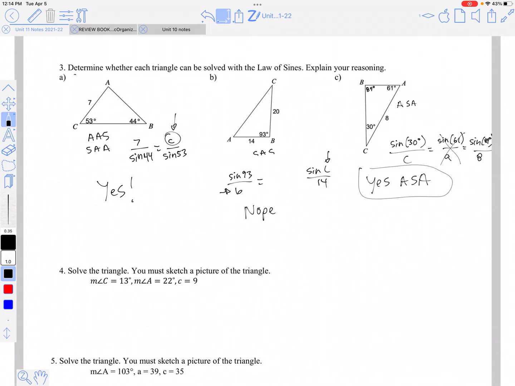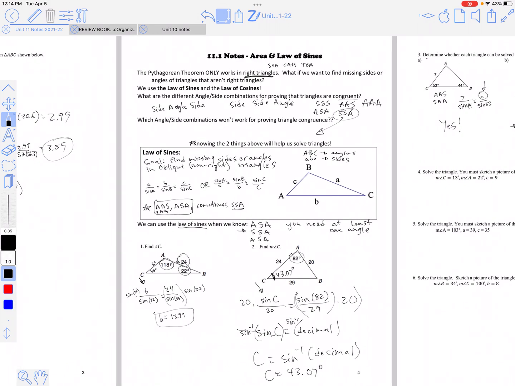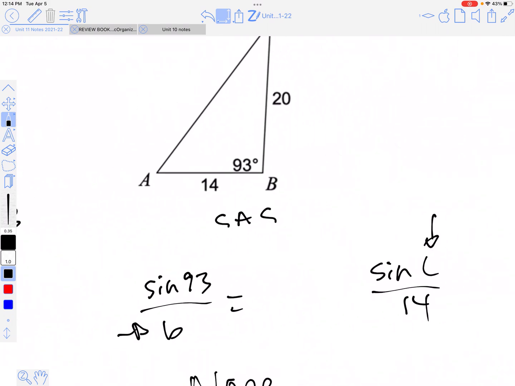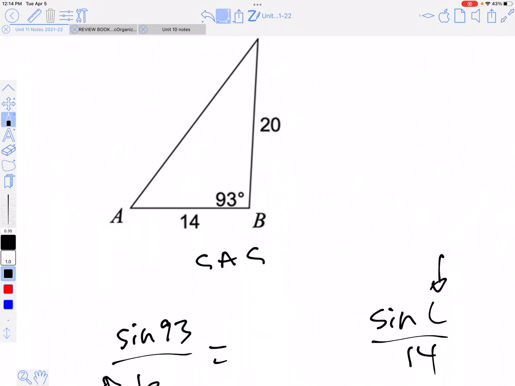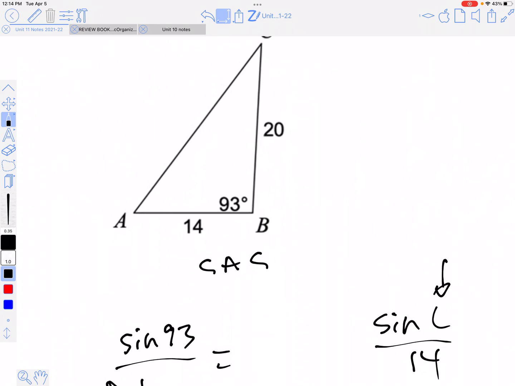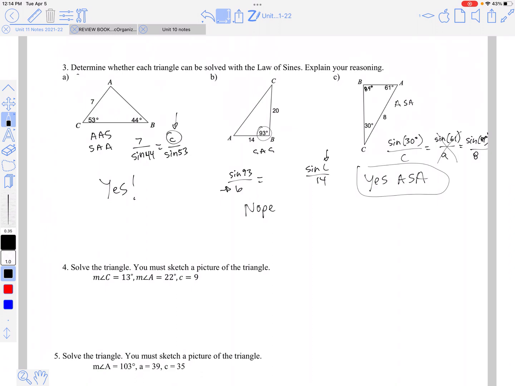So just proving what we talked about on the previous page, angle, side, angle, angle, angle, side, those for sure will always work. And don't forget, it can be side, angle, angle. And then SSA will sometimes work, but when it traps, as you notice, when the angle's trapped between the sides, there's nothing we can do.